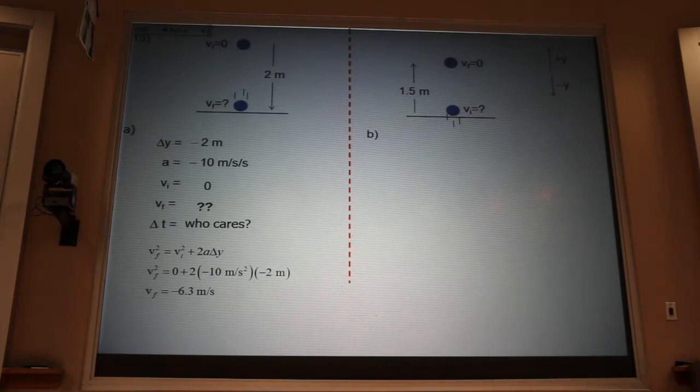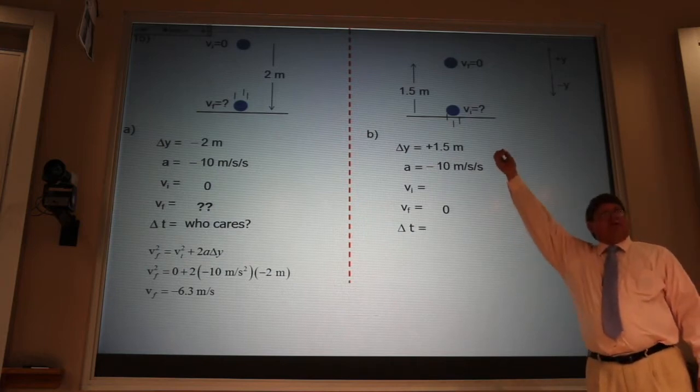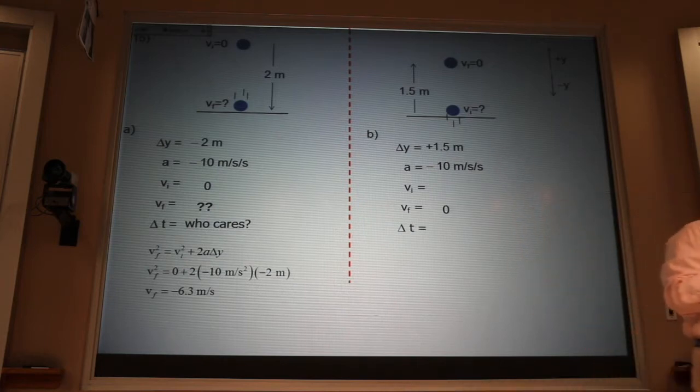Well, we can find out just by doing the same process over again. The first thing we put in this list is my acceleration. In this coordinate system, that's still negative 10. 9.8, call it 10. In this case, it's the final velocity that's 0, and the delta y in this case is positive because the ball is traveling upward.